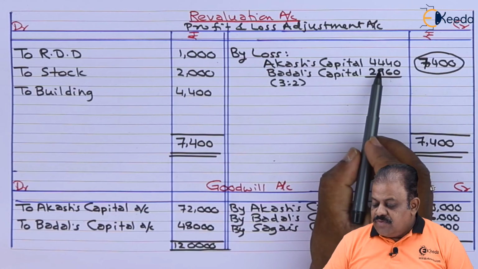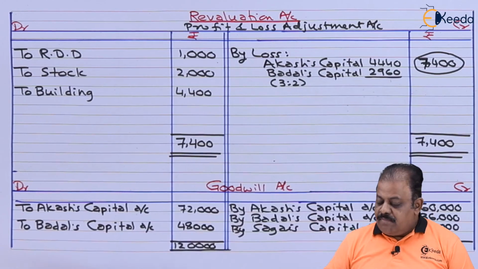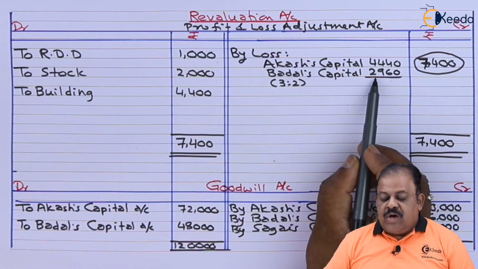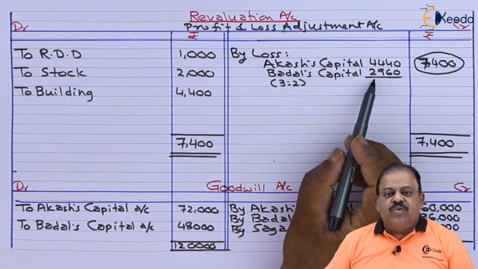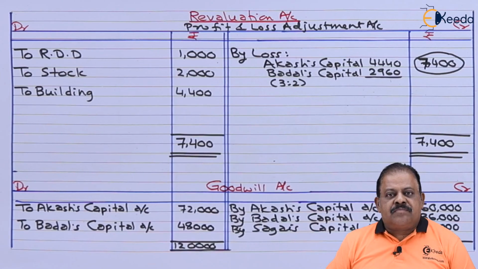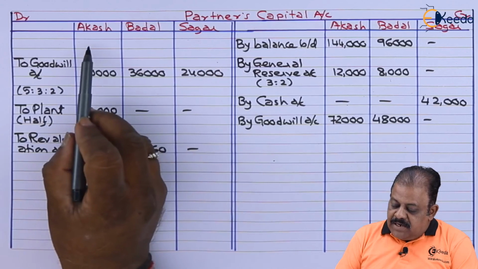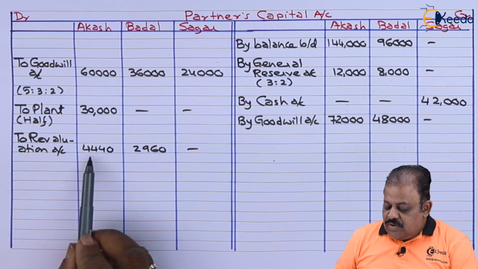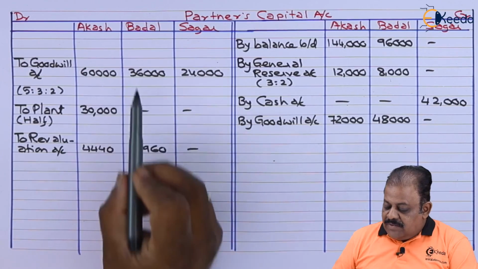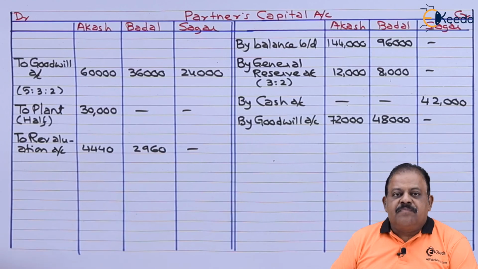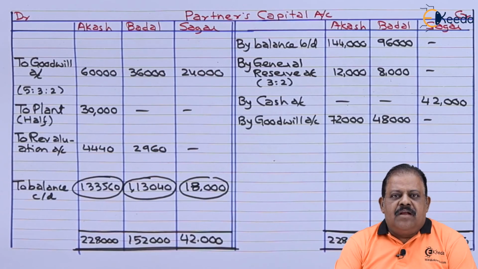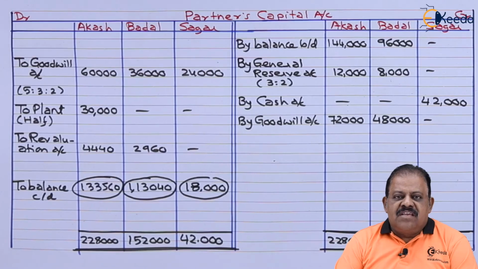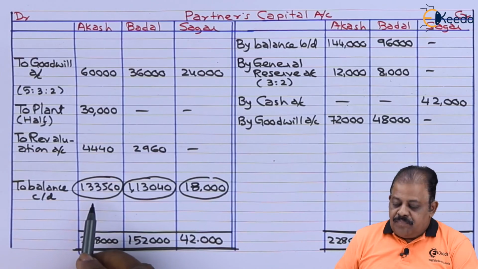Akash's share 4,440, Badal's share 2,960. This will be debited to their respective capital accounts. Partners' capital account debit, Akash 4,440, Badal 2,960. Now we can close the partners' capital accounts. We have closed the partners' capital account. We got balancing figure on the debit side.